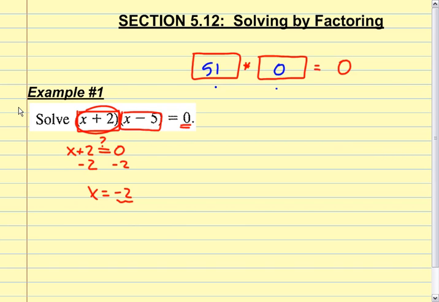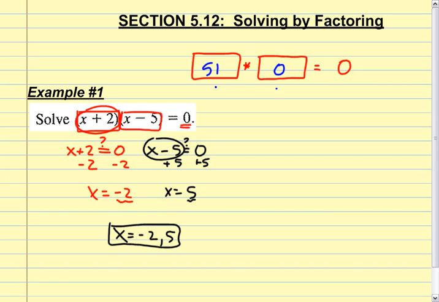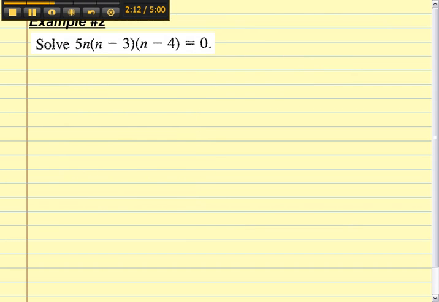Well, what makes this one 0? x minus 5. When does it equal 0? Well, add 5 to both sides. If x is equal to 5, then this thing equals 0. So these are the two solutions. If x equals -2 or 5, then this is a true statement. So our solution is x equals -2, 5. That's it. Nice and easy. So you can see why when we factor a quadratic, it makes it easier for us to solve a quadratic equation. Now let's look at the next example.